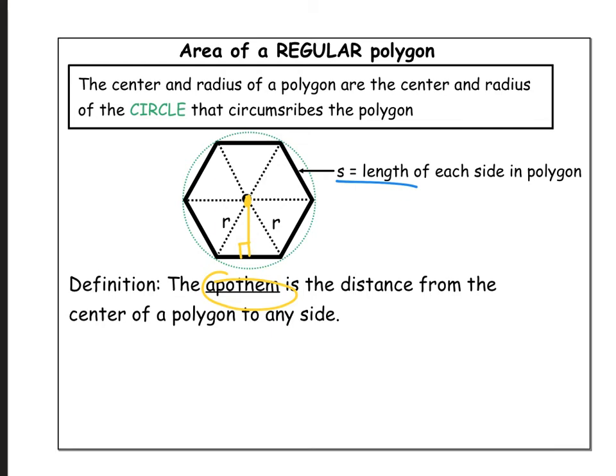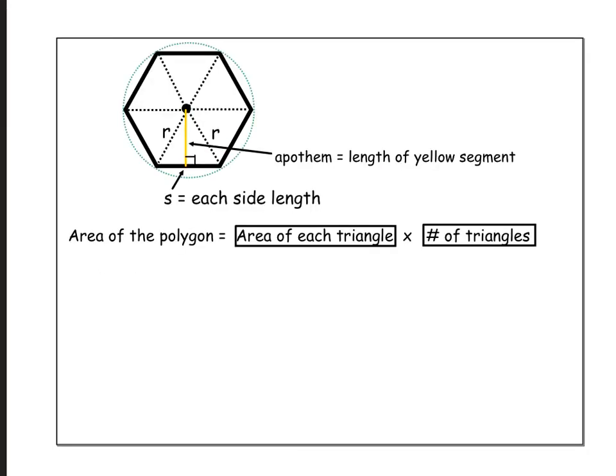So the idea is, here's the diagram again. You see the yellow segment there again is the apothem, and S is the length of the side. So like an entire side of the polygon, each one is S. And the area, if we want the area of the polygon, it's going to be the area of each triangle. So you notice there's a triangle here, right?